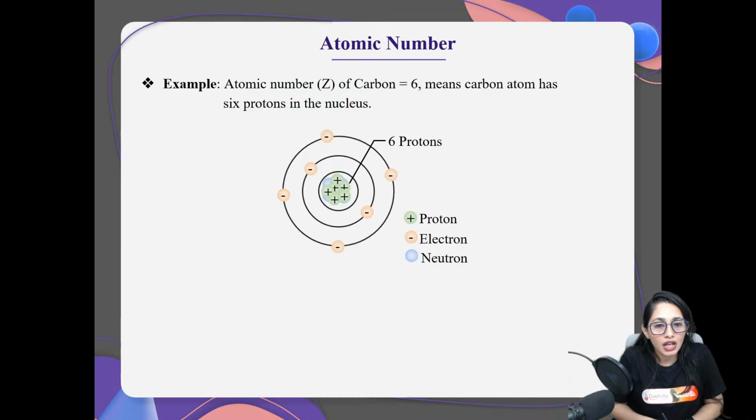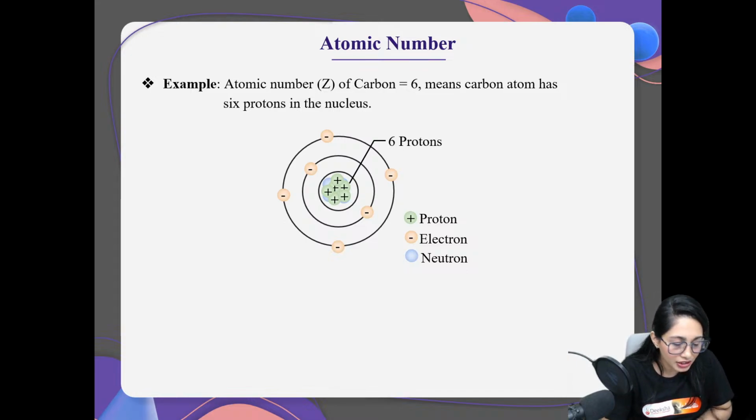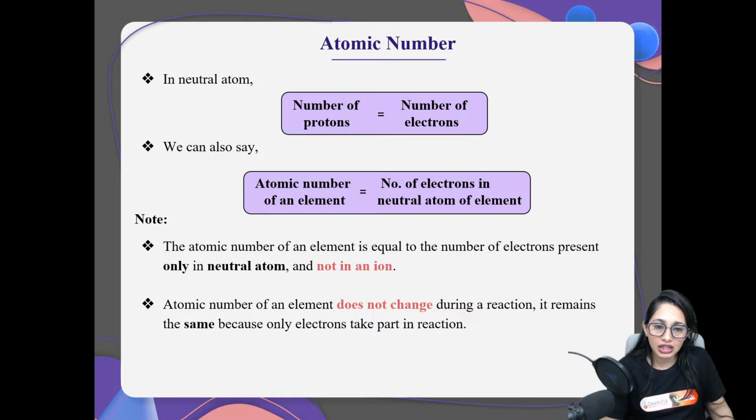Next, the atomic number of carbon is 6, which means that it has 6 protons in its nucleus. In a neutral atom, the number of protons is equal to the number of electrons. We can also say that the atomic number of an element is equal to the number of electrons in a neutral atom of an element.